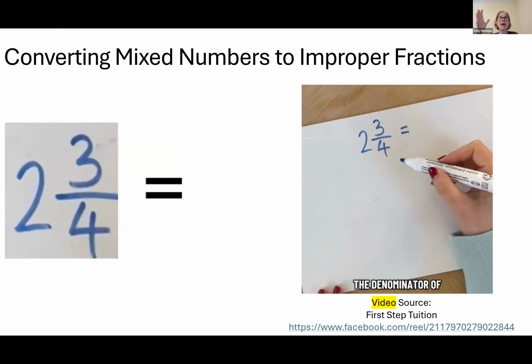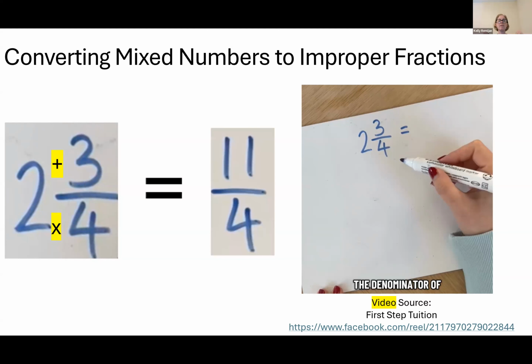Now, in math, converting mixed numbers to improper fractions. When we have this, we probably will just teach our students that we multiply the whole number by the denominator, and then we take that result and add 3 to it, and we're going to get our final answer of 11 over 4, and we move on.